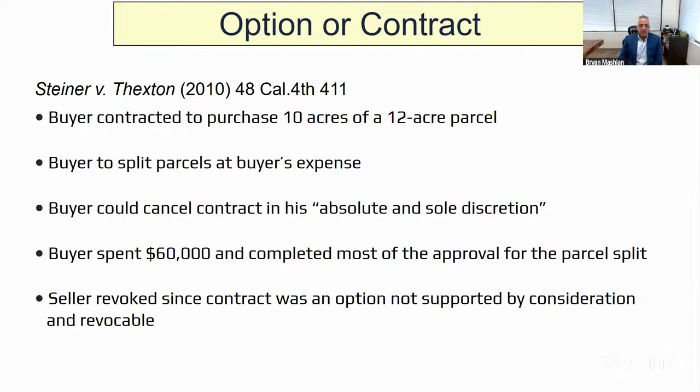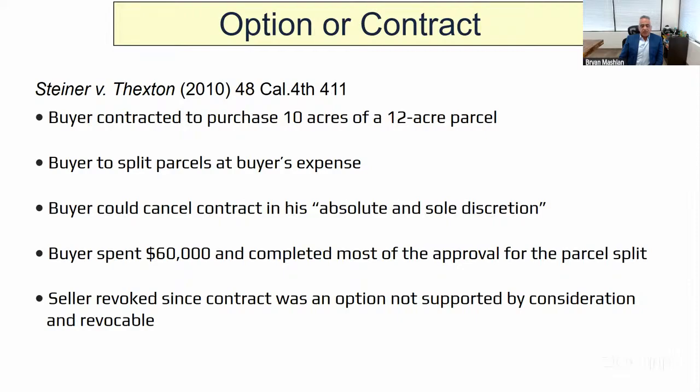In Steiner versus Sexton, the buyer went under contract to buy 10 acres out of a 12-acre parcel. The buyer was supposed to do a lot split at buyer's expense, and the buyer could cancel the contract in his sole absolute discretion at any time. The buyer spent about 60 grand and completed most of the work needed for the lot split, and then the seller said, no, I'm not selling this property to you anymore because the contract that we signed is actually an option. It's not a purchase and sale agreement because you can cancel at any time for any or no reason, and that's an option in your favor. You didn't give me any option money, which is what the law requires for a valid option if it's not a purchase and sale agreement.